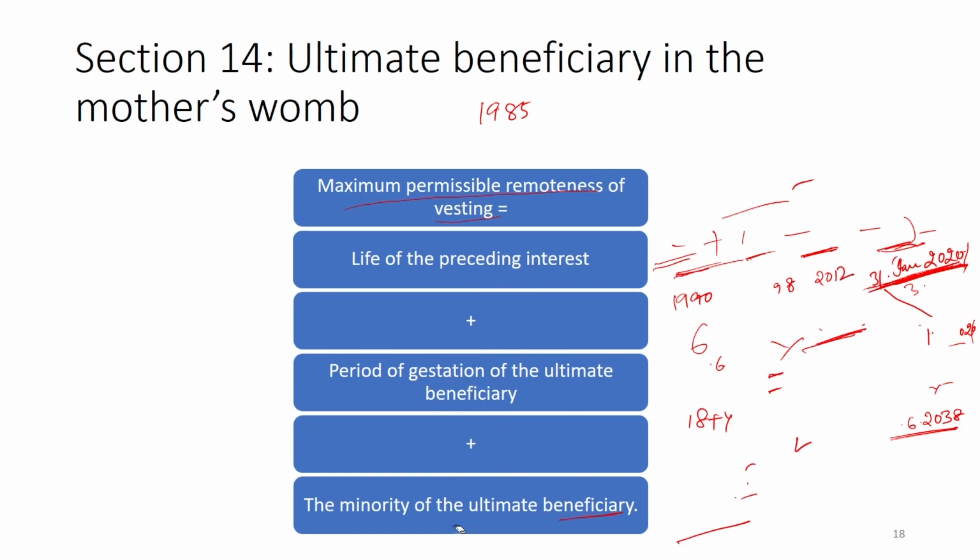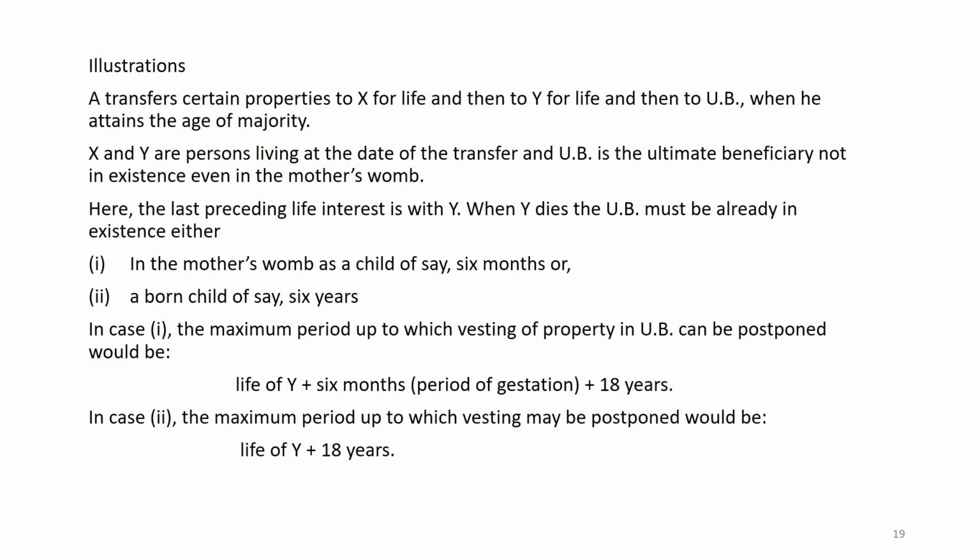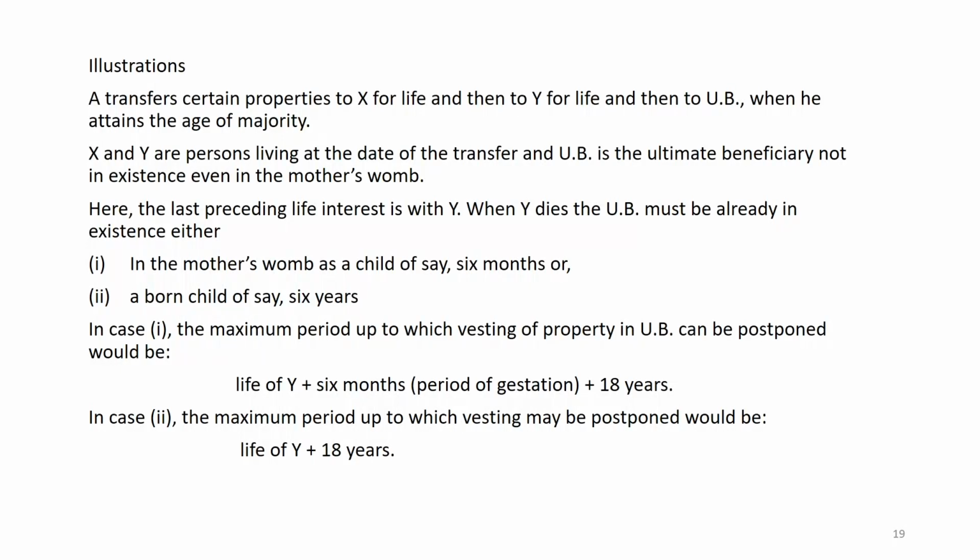Next is the same. I have explained all these things here, that A transfers certain properties to X for life and then to Y for life. So, this is a kind of revision, or you can go through it and set your own, because this has been specifically mentioned that on the basis of this formula you can do the practice also, that you can create your own situation in which you can calculate the total term of this remoteness of vesting, and accordingly you can work over it.